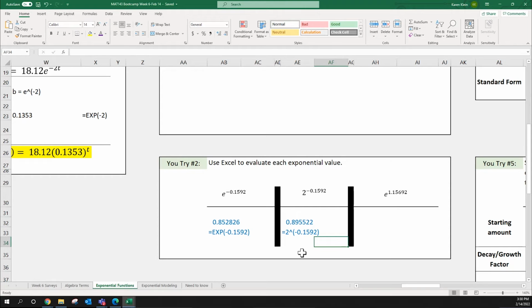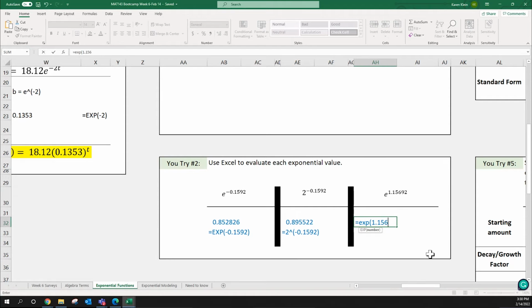If it's an exponent, meaning base e exponent, then we need to use the exponent function inside of Excel. All right, for our third example, this is going to be EXP. I'm going to put 1.15692. And we get this number here.